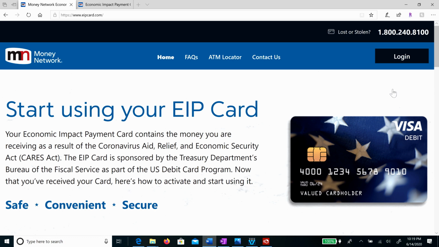So there are several ways of doing this. Number one is there is an app for it. You can go to an app for Money Network. It's the Money Network mobile app. You can also visit EIPcard.com on their website or call 800-240-8100, or TTY 800-241-9100, to hear your balance. The phone number again is 800-240-8100.